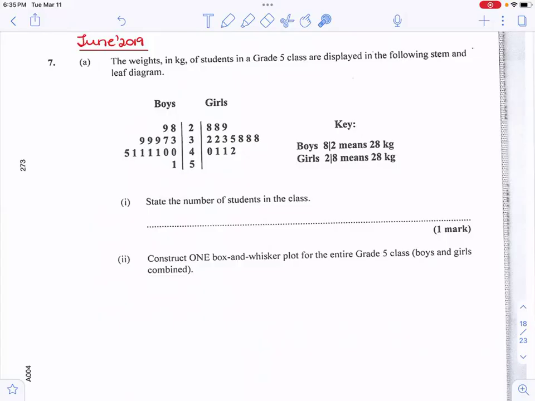How many students are there in the class? That's 29. 29 students. Now, in order to construct this box and whisker, we have to merge all the boys and all the girls using 2, 3, 4, and 5.